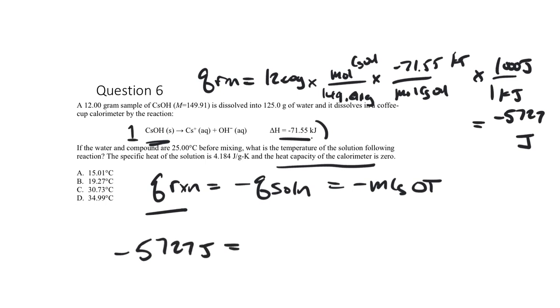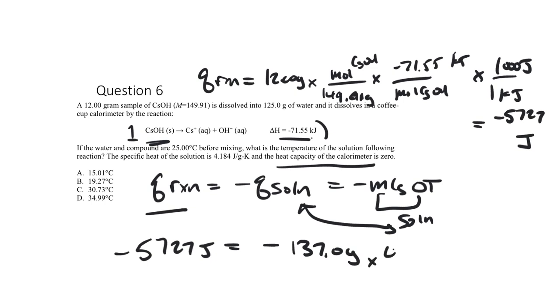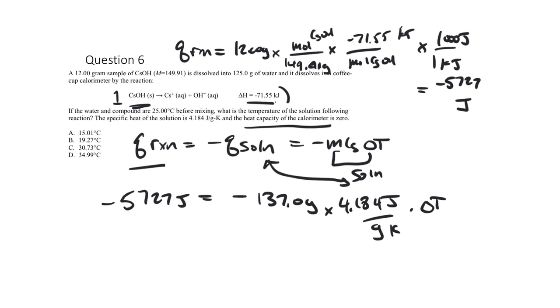That number of joules is equal to negative mass of the solution. This is how we know this is the solution. And the solution would be 137.0 grams times 4.184 joules per gram Kelvin or degree C. Let's leave it Kelvin. And then times delta T. Let's solve for delta T.